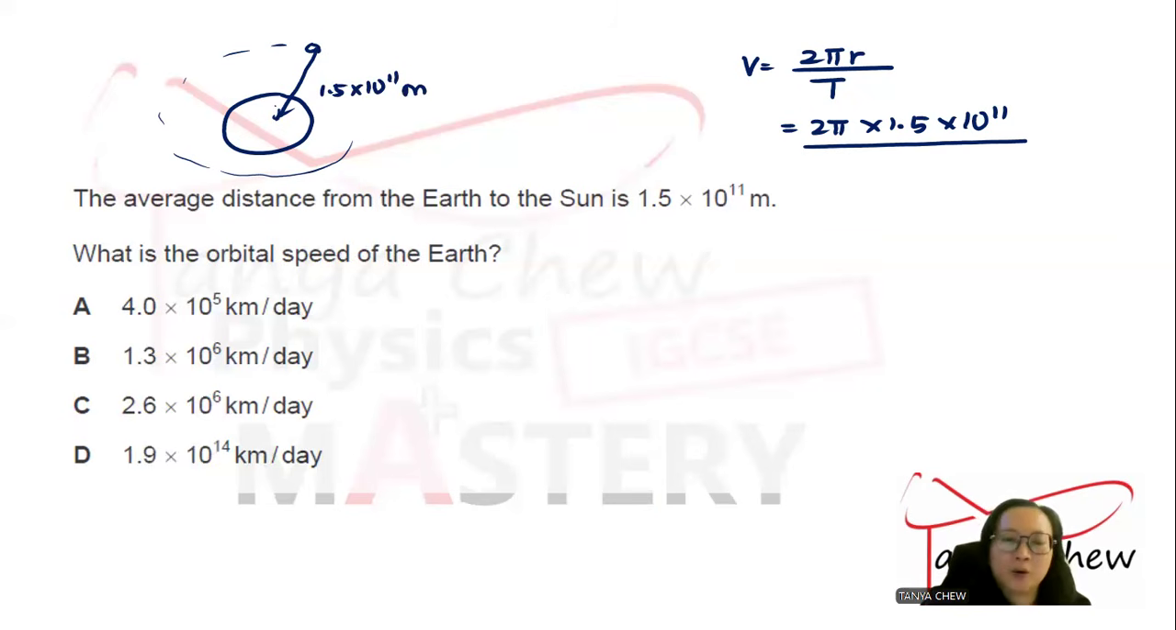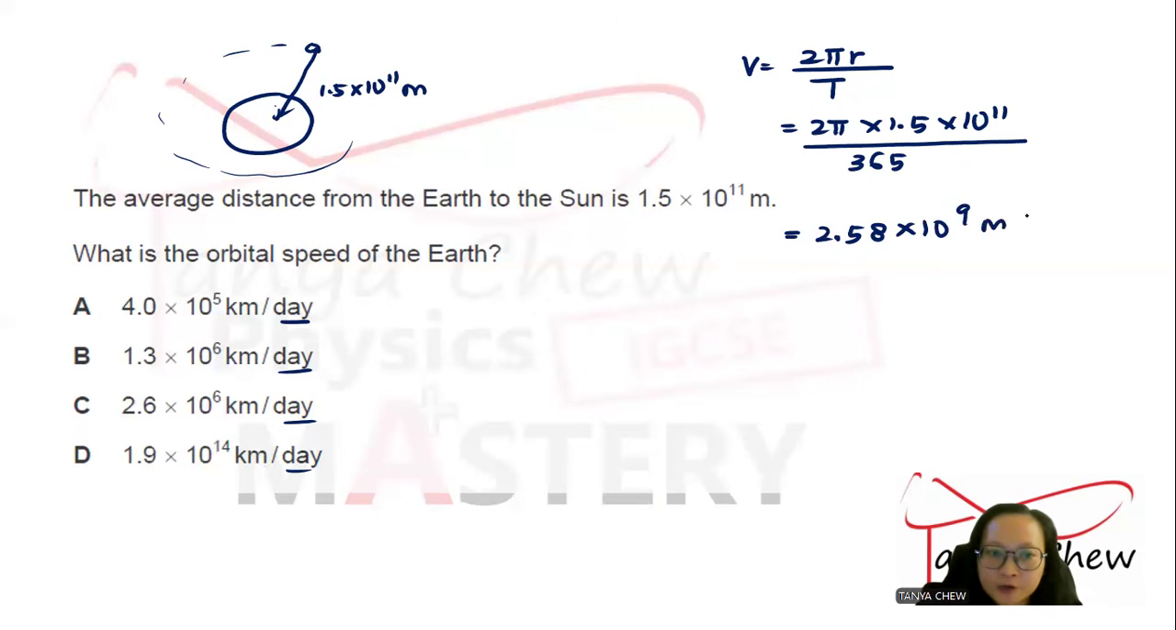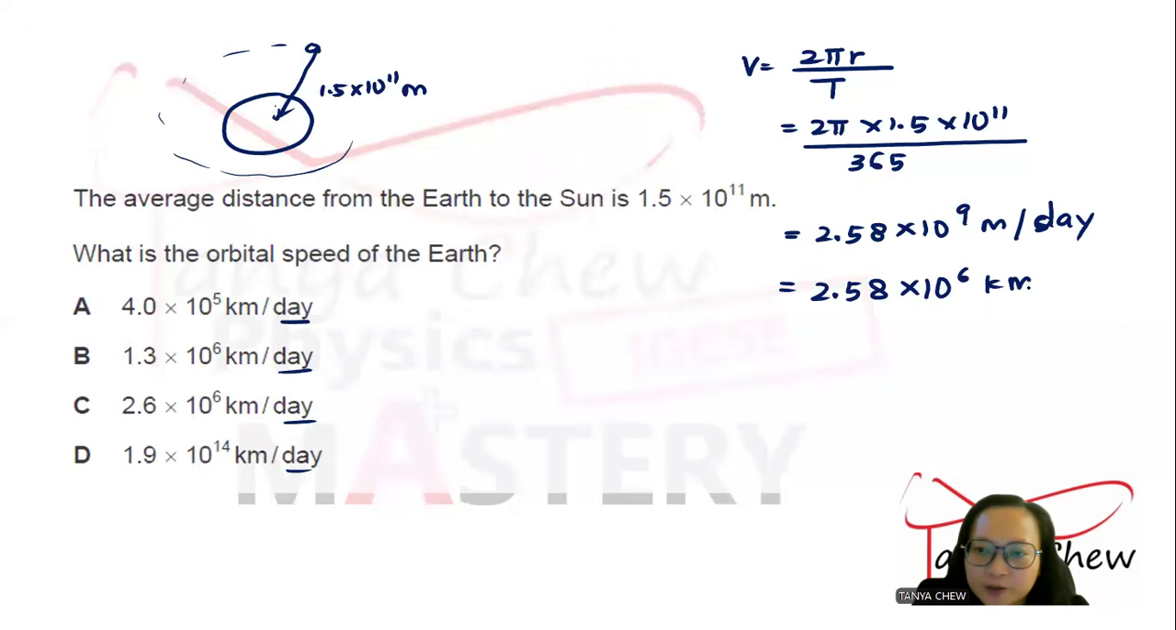Then the period. You know that when the Earth finishes one orbit, that takes 365 days. I'm not going to change that day to second because look at all the choices, A, B, C, D, they are in days. So you will get 2.58 times 10 to the power of 9 meters per day. But the choices are in kilometers. If you want to change meter to kilometer, you have to divide by 1,000. So you get 2.58 times 10 to the power 6 kilometers per day. 2.58, you round it off to 2.6.